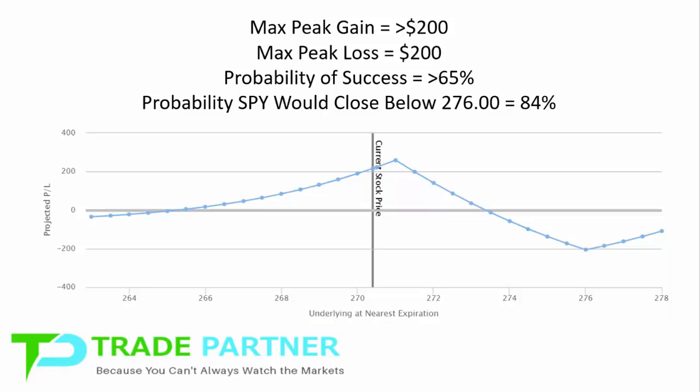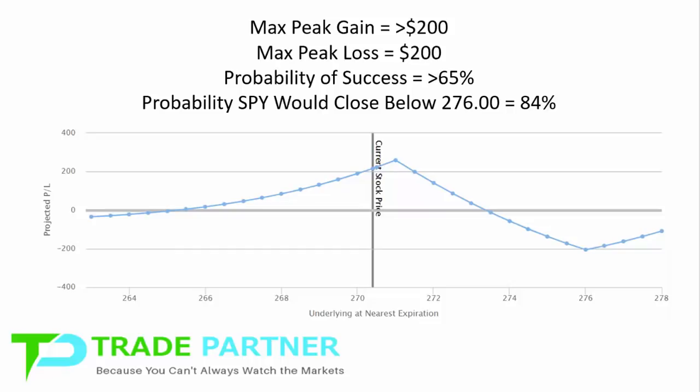So on this one, which is the one I started on March 19th, has a max peak gain of about $200, a little more than $200. It has a max peak loss of about $200, and that occurs again at 276. And the probability of success of making something on this trade is a little bit better than 65%. And then the probability that SPY would close below 276 is 84%.